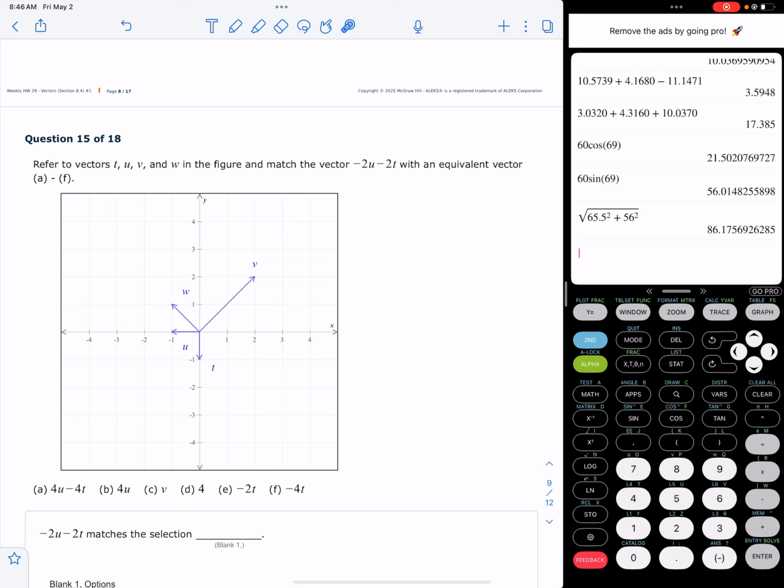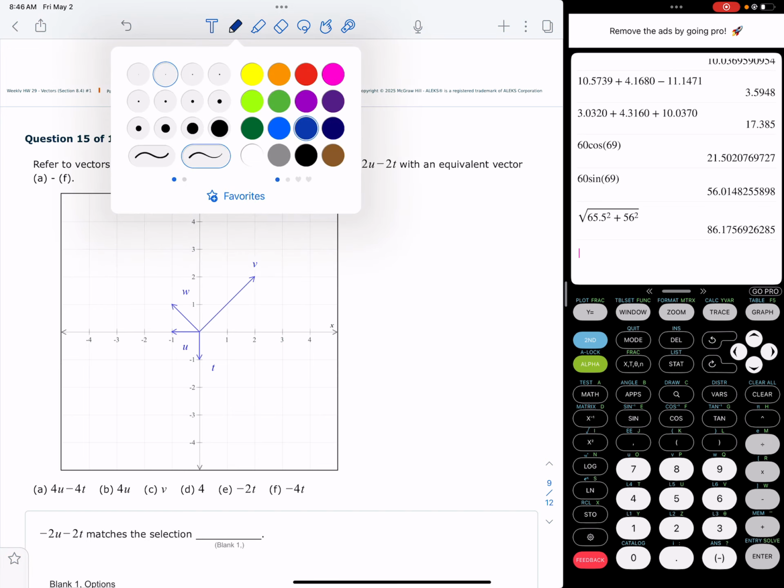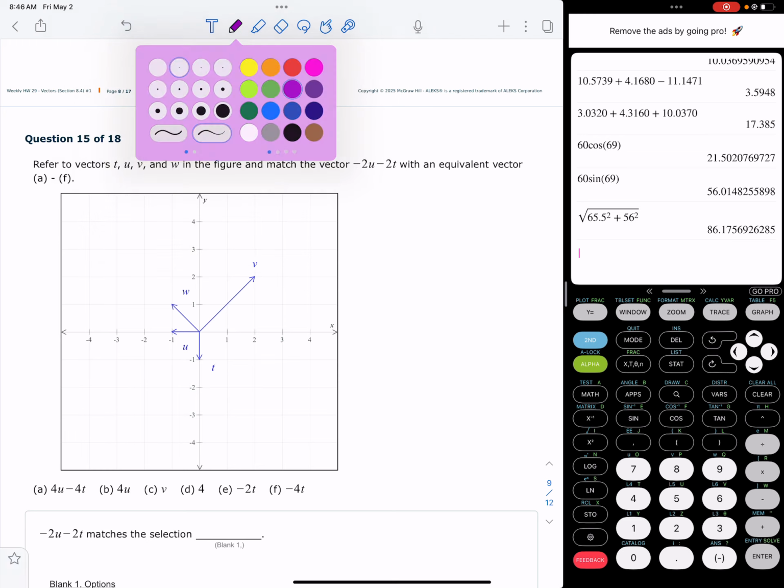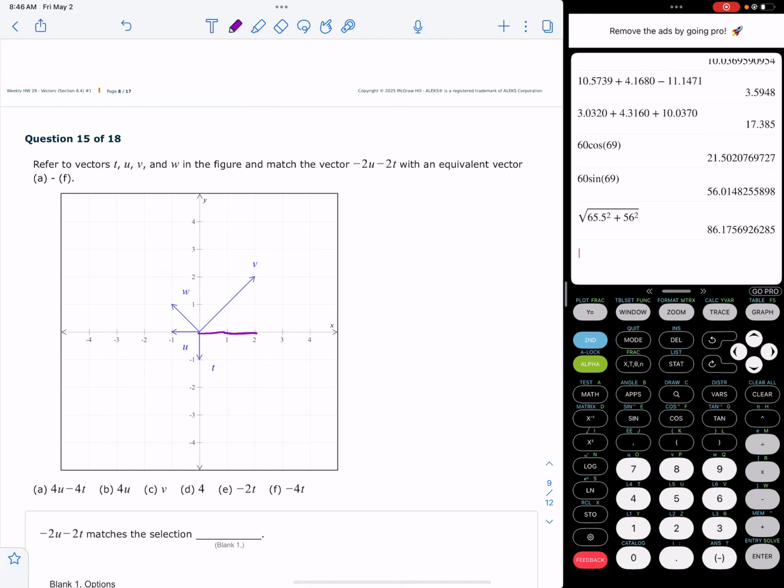So u, whoops, this was u. U is going to the left 1 unit. And so negative 2 would be the opposite direction, and we're going to do that twice. So here's 1u, and here's 2. Use a different color. We'll use purple. So here's 1u, and here's 2u's. So here's where this is negative 2u.